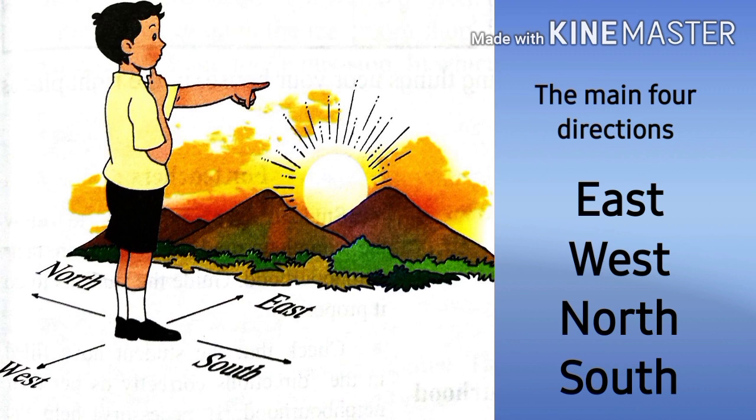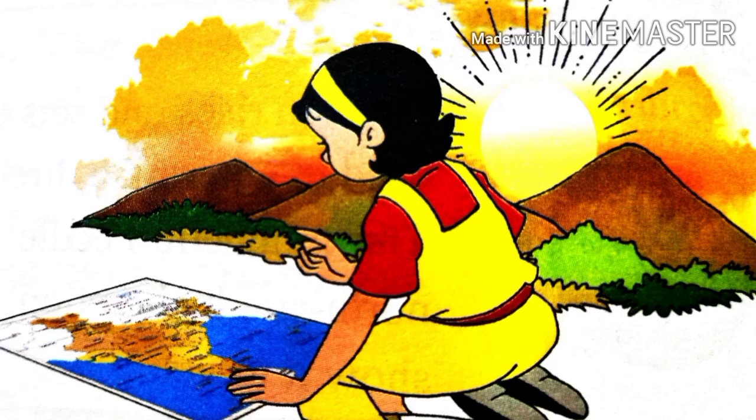Up till now, we have learned that there are four main directions: east, west, north and south. East and west are opposite to each other. North and south are also opposite to each other. We have also learnt how to use directions in reading the map. For example, the east of the map must be matched to the east of your surroundings. This is a very useful method, and by this method you can read any map. You can see there are many maps in your textbook.